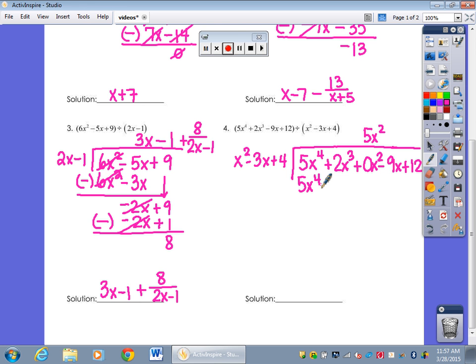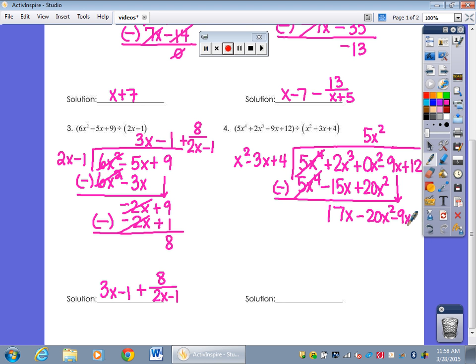You have 5x squared times x squared is 5x to the 4th. 5x squared times negative 3x is negative 15x cubed. And 5x squared times 4 is 20x squared. And we are subtracting. So 5 minus 5, these will cancel. 2 minus negative 15 becomes 17. Okay, negative and negative is positive, 15 plus 2 is 17. And 0 minus 20 is negative 20x squared. And then we bring down the minus 9x.